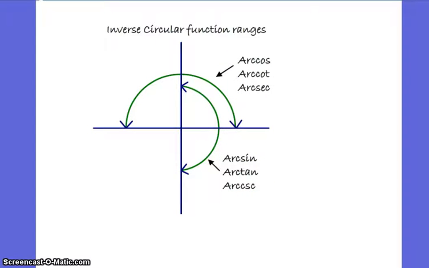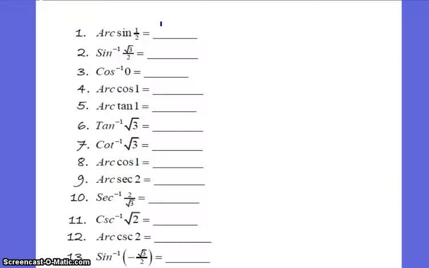All right, so let's look at some of your homework problems. Very first one, remember that arc means the same thing as inverse. So number 1 and number 2 are saying the exact same thing. Arc sine means the same thing as inverse sine. Okay, so arc sine of 1/2.